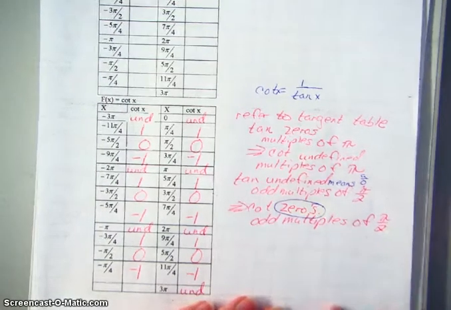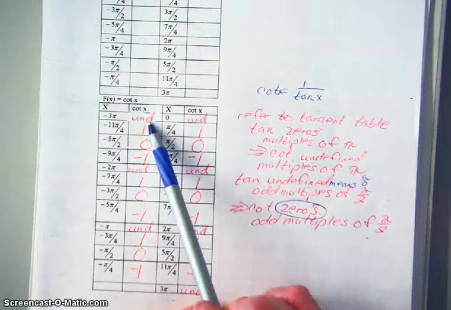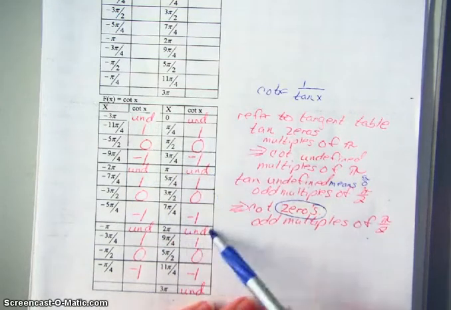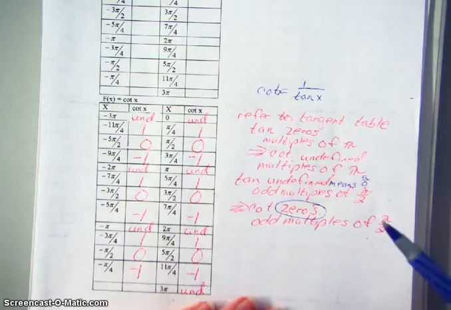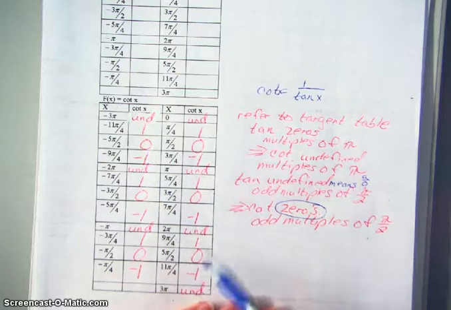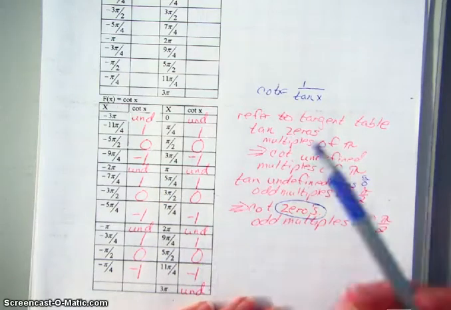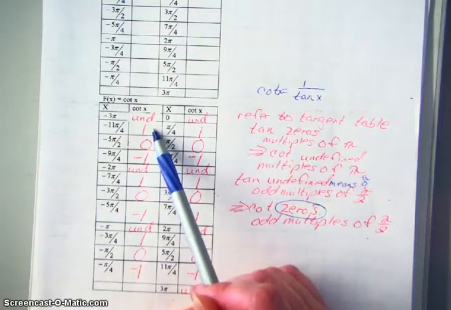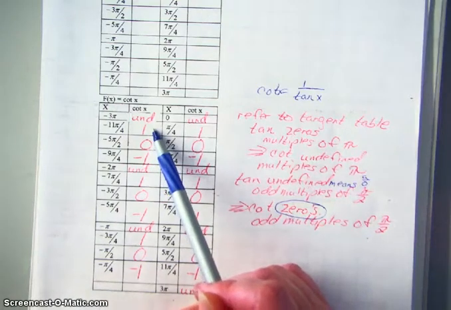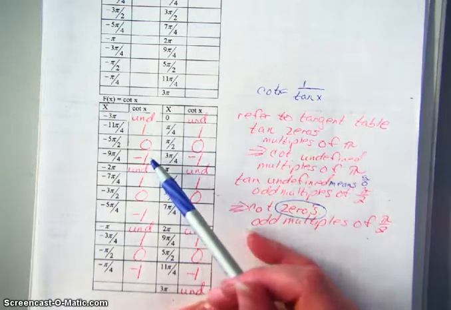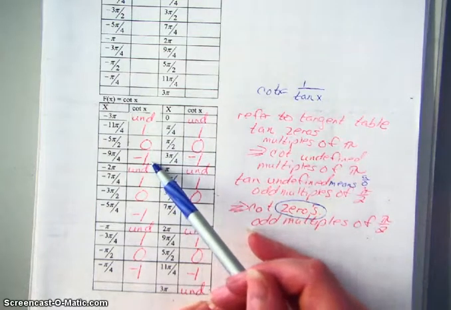So when you're filling out your table, all of the multiples of pi are undefined, and all of the odd multiples of pi over 2 are all 0. And of course the reciprocal of 1 is 1. So anywhere tangent is 1, cotangent is also 1. Anywhere tangent is -1, cotangent is also -1.